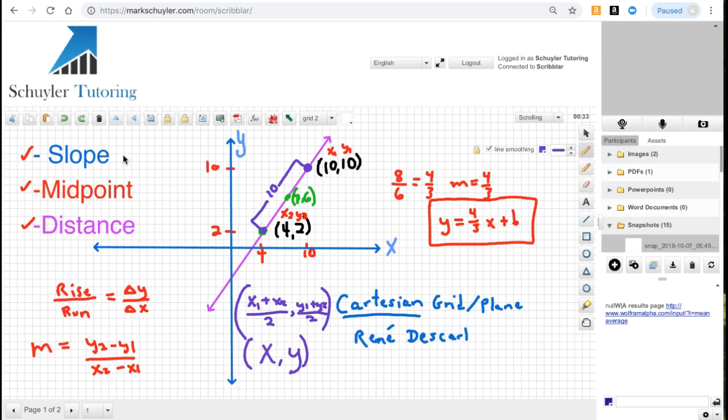So we've gone through slope, we've gone through midpoint and distance. I hope you see they're all somewhat related. Basically, we're talking about 2 points in the Cartesian plane. What can we do with these 2 points? We can easily find their slope, their midpoint, and their distance between them.